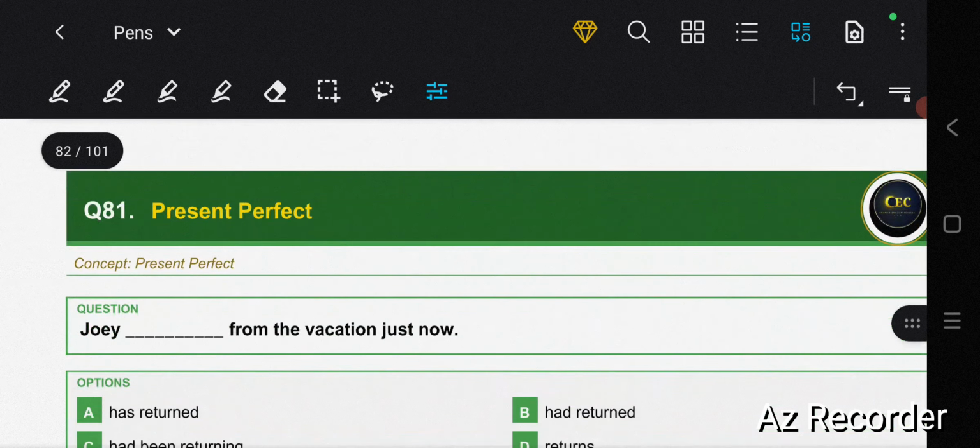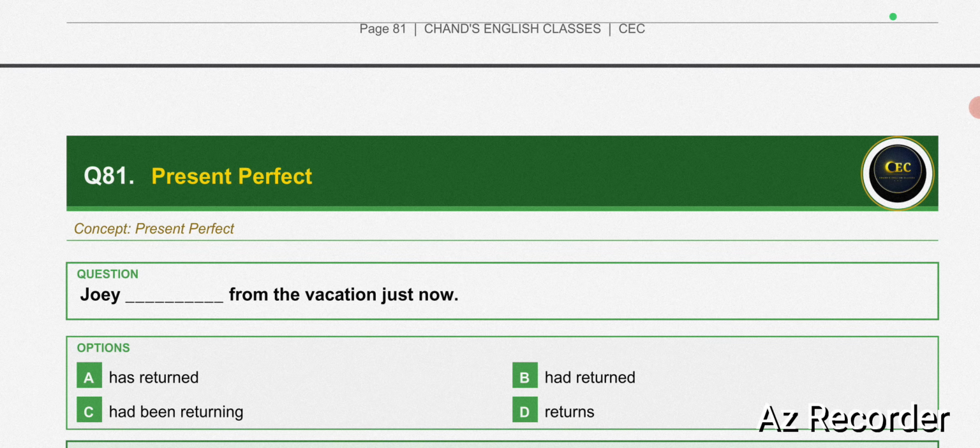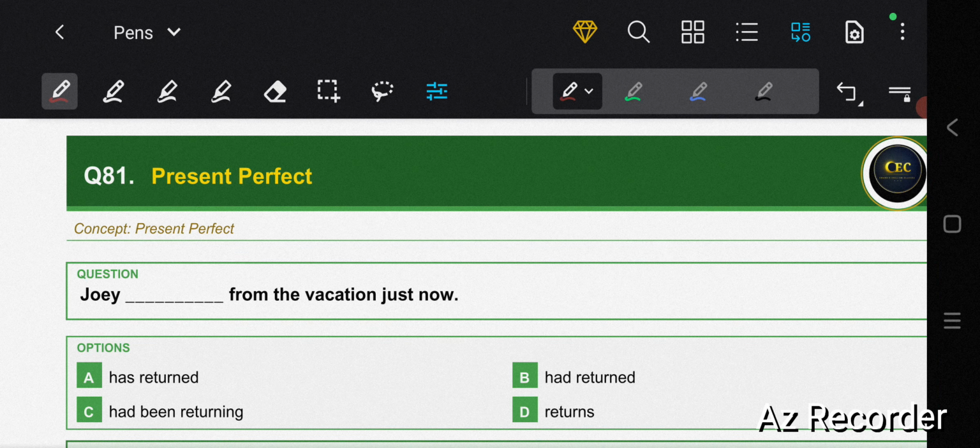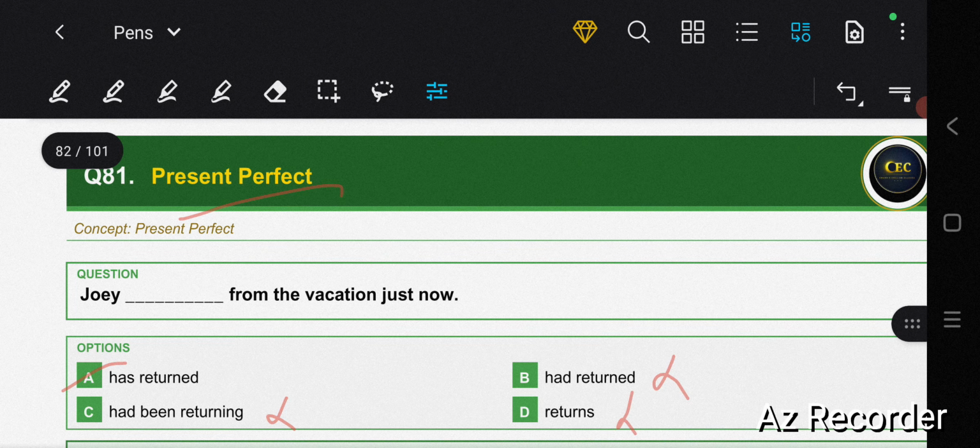Now the next we see the question number 81. Present perfect. Jerry has returned from the vaccine just now. So has returned, present perfect. Had been returning, had returned, returns. So this is in the present form. Past perfect continuous, but the question is about present perfect. So with the question, option A is the matchable one. Okay, so the correct option is option A.